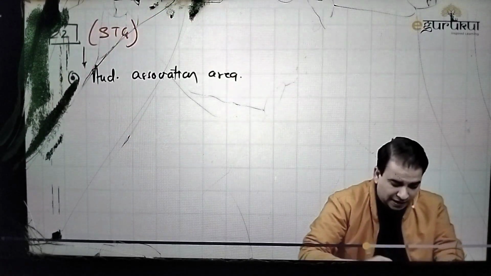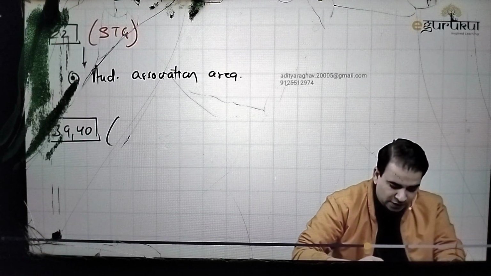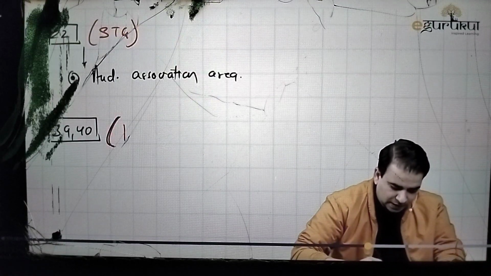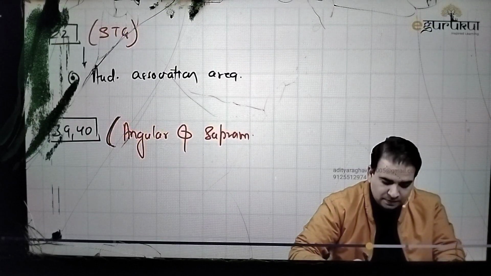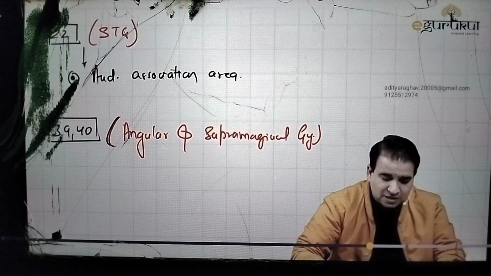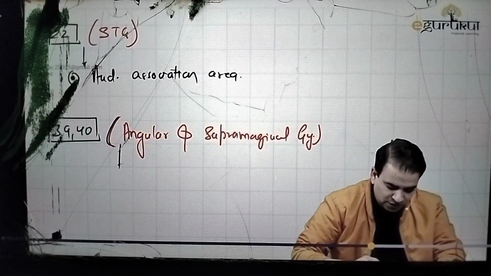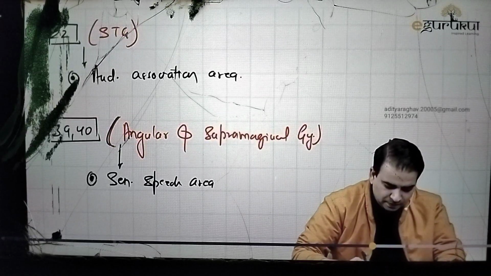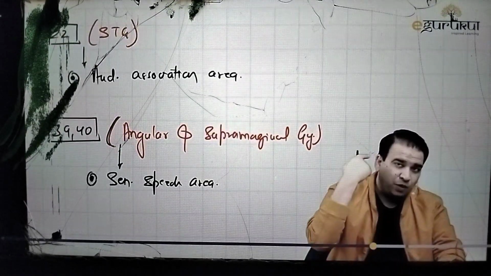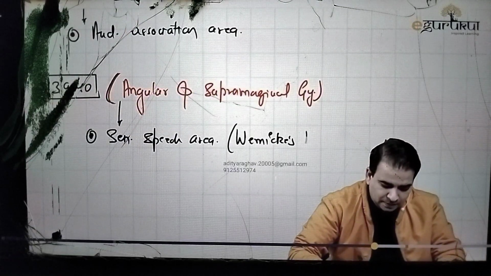And lastly, on the superior lateral surface, we have 39 and 40. Now, where is 39 and 40? They are present in the angular and supramarginal gyrus respectively. 39 is the angular and 40 is the supramarginal gyrus. And please note, both these areas are components of the sensory speech area. Motor speech area was 44-45. This 39-40 is the sensory speech area, or you can say it is also a component of Wernicke's area.